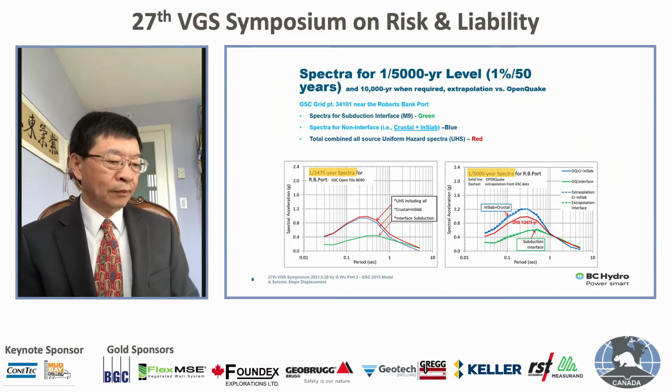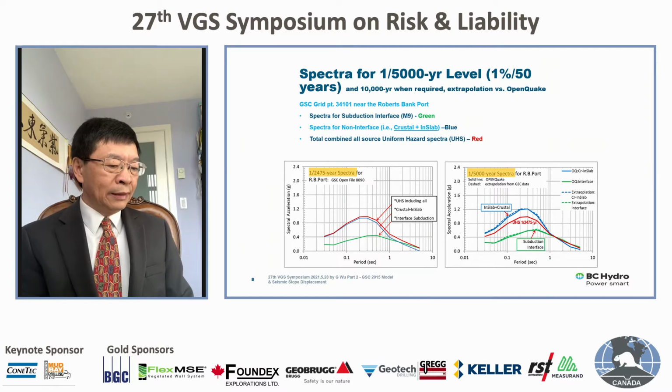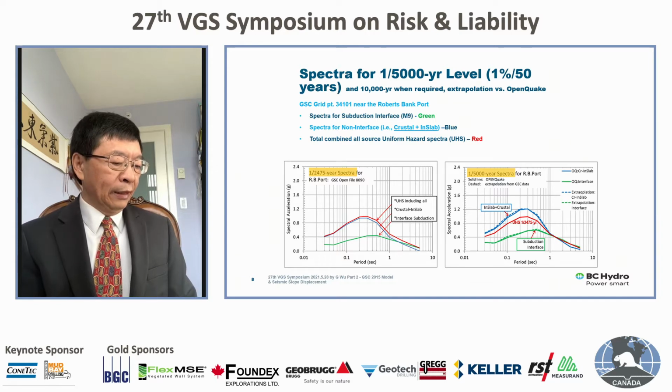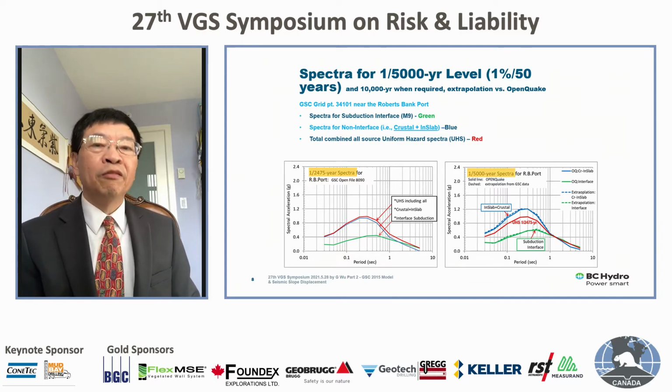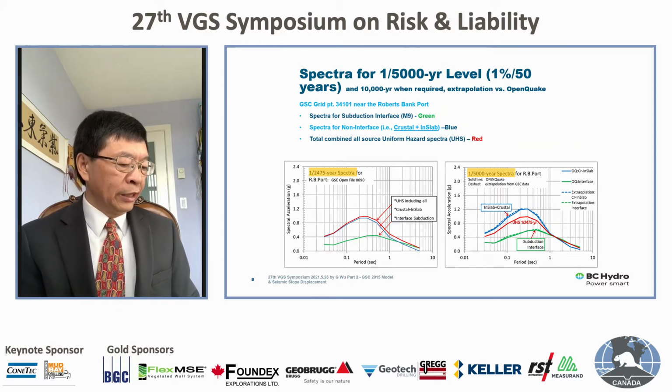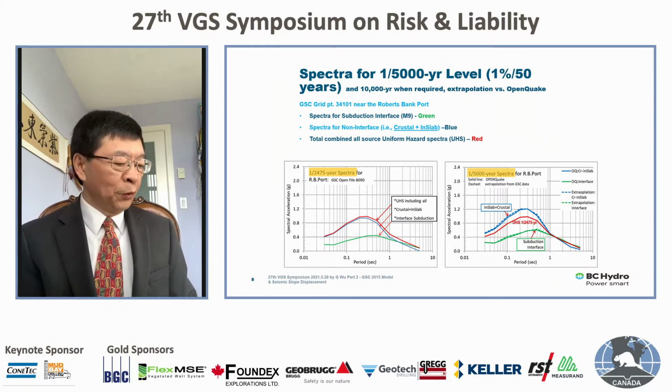Thank you. There are 2 figures in here. The left one is the direct output from the GSC model, and it shows the 1 in 2475 year spectrum, a direct printout from the GSC database. And you see 3 lines.